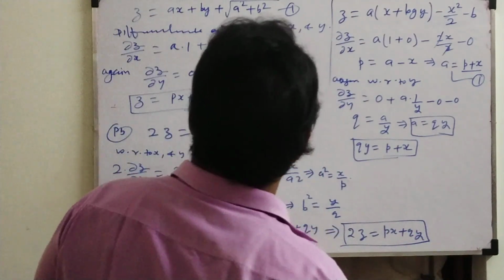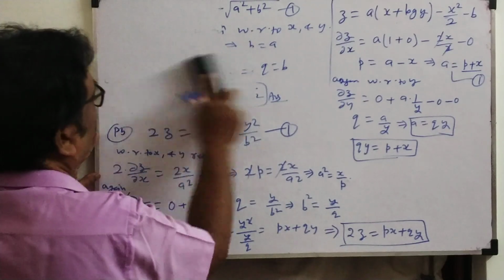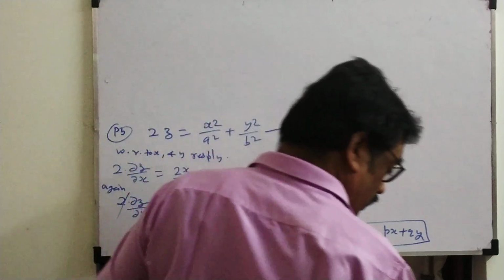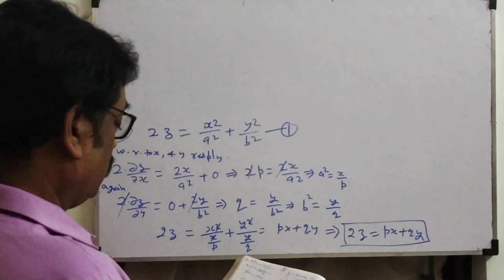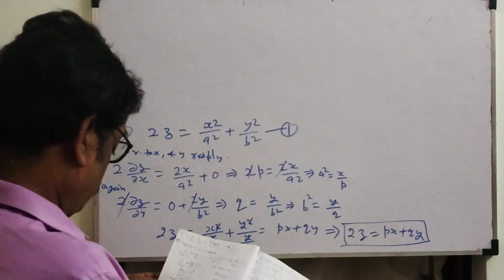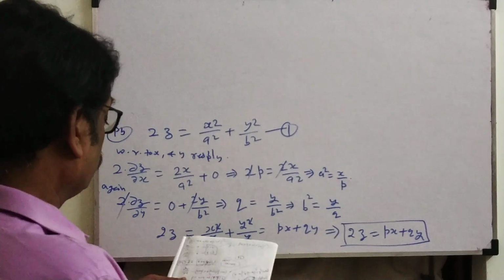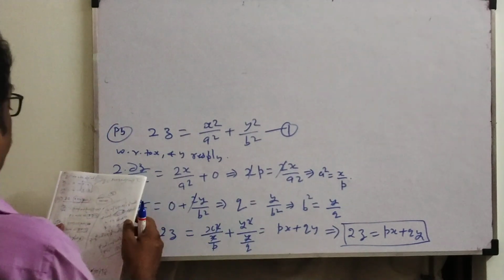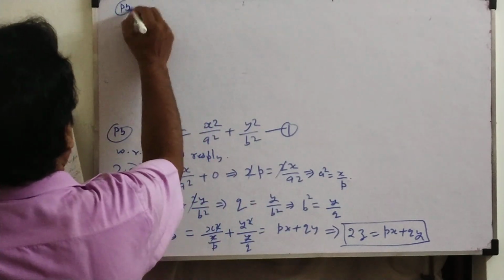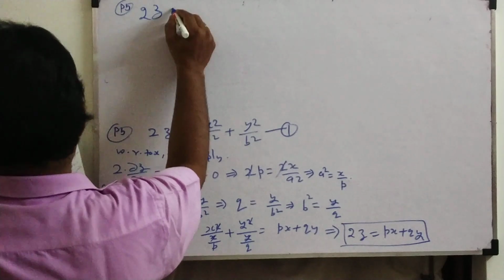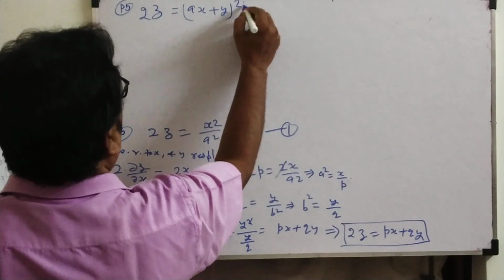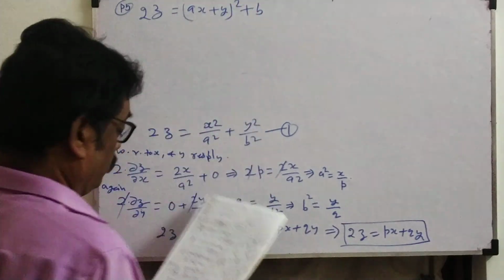So now we'll take another question. We'll practice a few questions here. Suppose a little long question now, I will show. Suppose the question will be in this form. Look here. The problem will be 2z equal to (ax plus y) square plus b. Ax plus y, whole square, plus b.